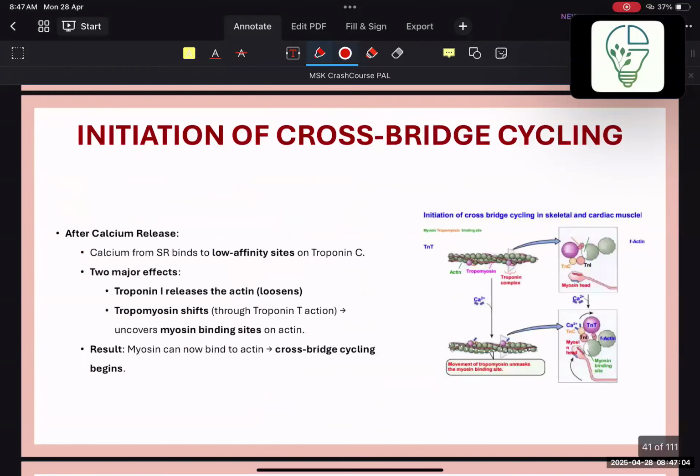So how do we initiate cross-bridge cycling? After you get calcium released from the sarcoplasmic reticulum, it's going to go and bind to the 2 low affinity sites on troponin C. This will trigger a response. This will tell the troponin I that you need to relax and you need to loosen the actin. Troponin I won't be released, it will just loosen the actin. And this action of loosening the actin will cause the troponin T to move the tropomyosin.